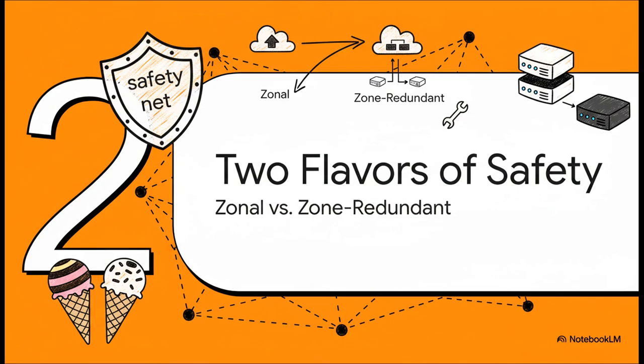Right, but you know how it is in tech? There's never just one way to do things. It's not a one-size-fits-all solution. There are actually a couple of different ways to set up this safety net, creating two distinct flavors of high availability, and each one has its own strengths.